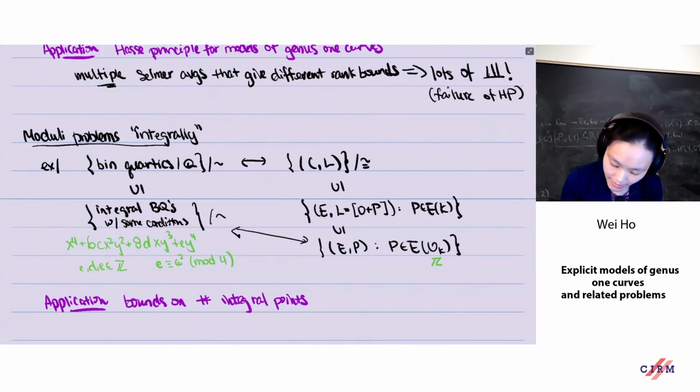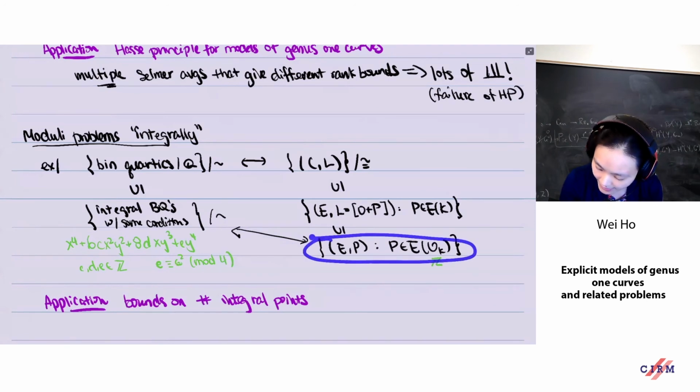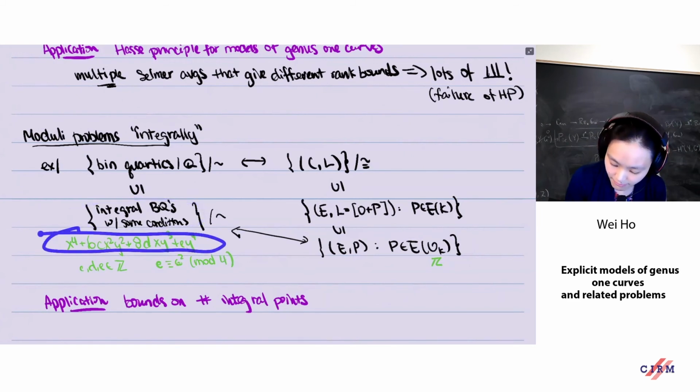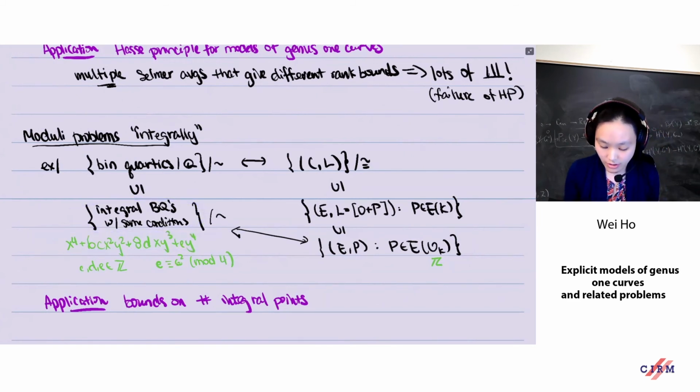So again, understanding this correspondence means that if I want to study integral points on elliptic curves, I have to understand these things. And these are, again, some models of genus 1 curves. I mean, binary quartics, so I take z squared equals this thing, and I get a genus 1 curve, and I understand those models. I understand how many of them there are. And so we count these things on this side, essentially.